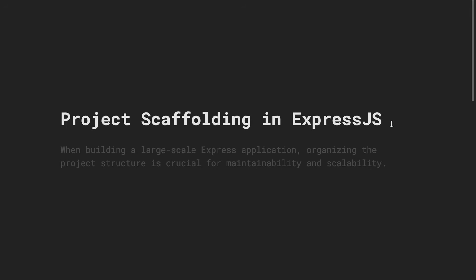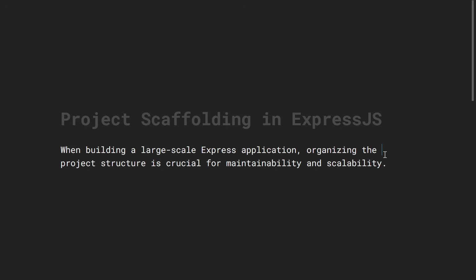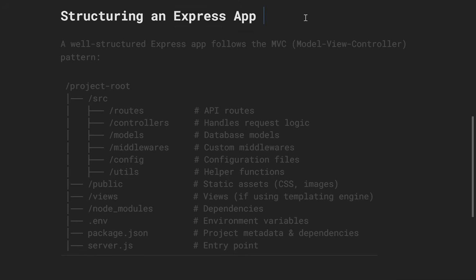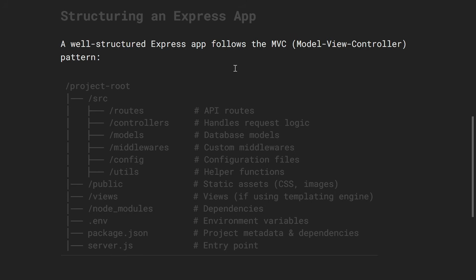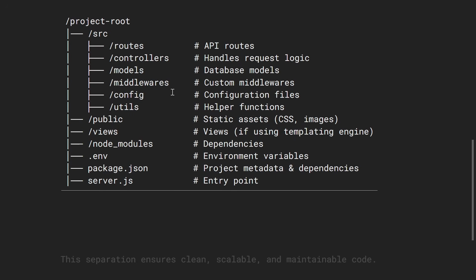Now we will learn project scaffolding in Express.js. When we are building a large-scale Express application, then organizing the project structure is crucial for maintainability and scalability. So now we will see how we can structure our Express app. To create a well-structured Express app, we follow the MVC, that is Model View Controller pattern. So let's see this pattern.